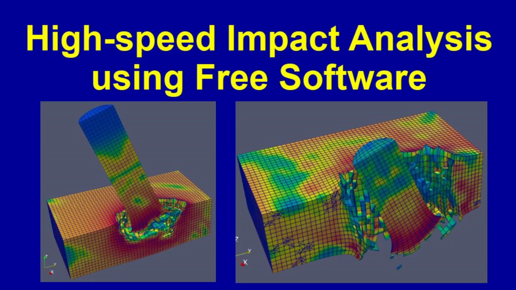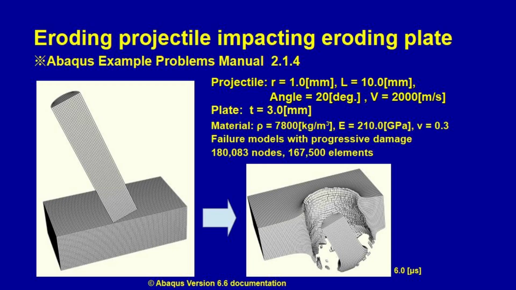In this video, I'd like to show you high-speed impact analysis using free software. First, I talk about the contents of the analysis. This analysis is shown in the website of Abaqus documentation. The title is Eroding Projectile Impacting Eroding Plate. This example simulates the oblique impact of a cylindrical projectile onto a flat armor plate at the velocity of 2000 m/sec. For more detail, please check the web page.